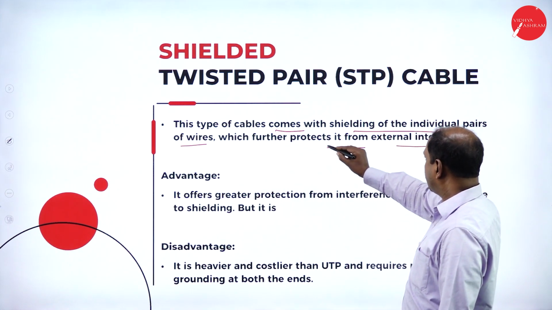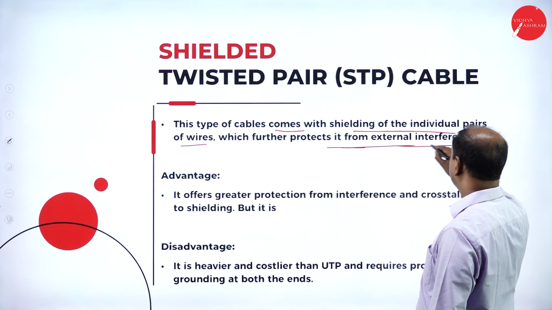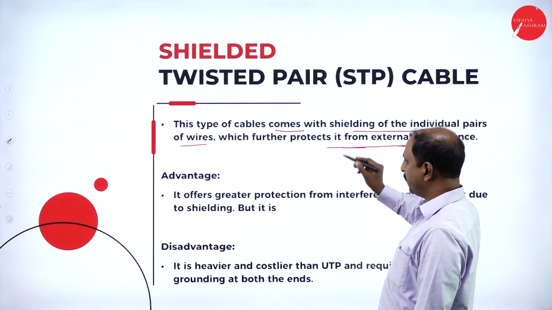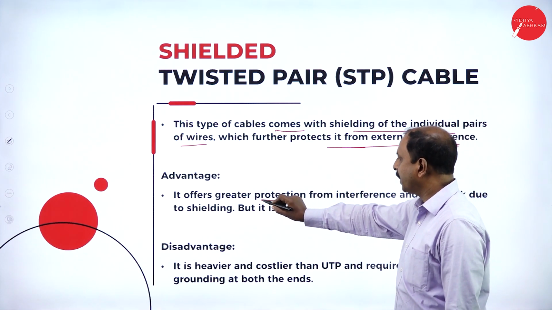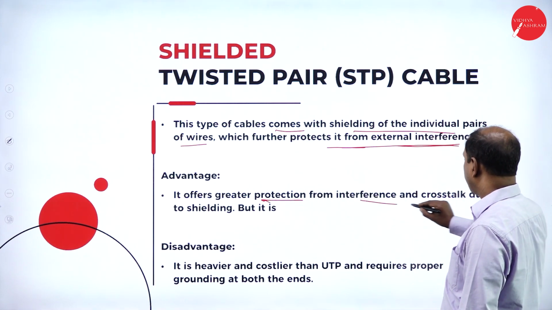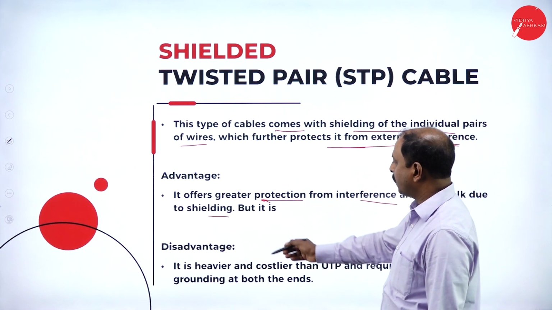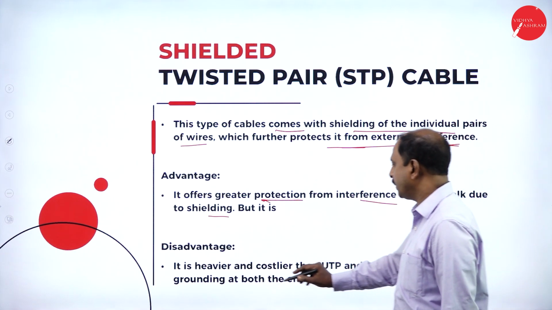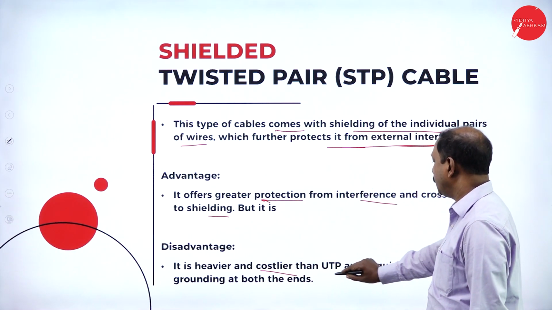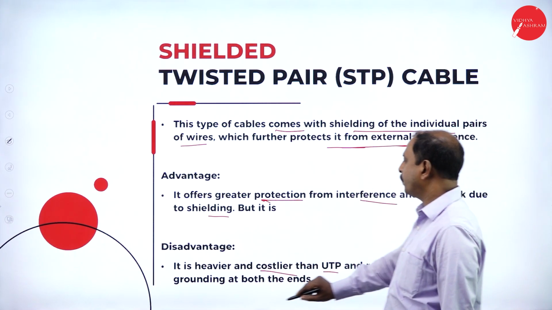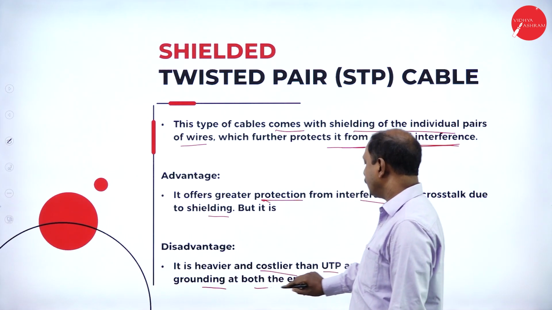So because of the external protection, it protects from external interference. That is the advantage of this. It offers greater protection from interference and crosstalk due to shielding. Okay, what's the drawback of this? It is heavier and costlier than UTP cable and requires proper grounding at both the ends.